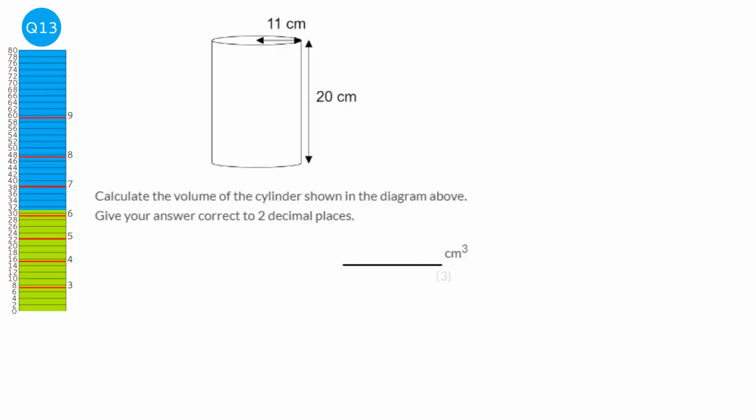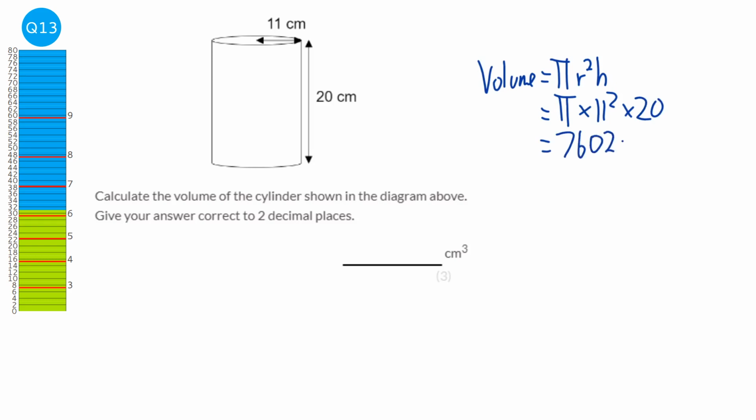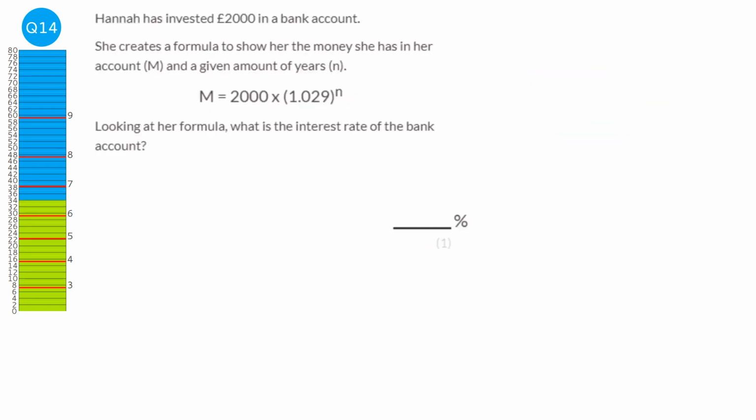The formula for the volume of a cylinder is pi r squared h, with h being the height. So we've got pi times the radius 11 squared times the height. And that gives us 7,602.654... and to two decimal places, that is 7,602.65.